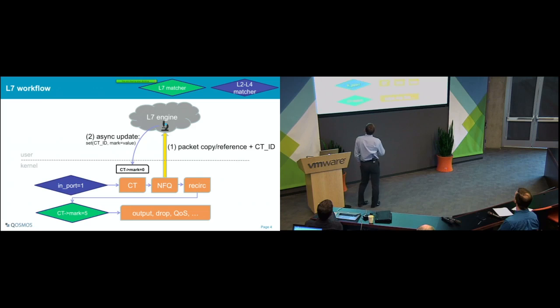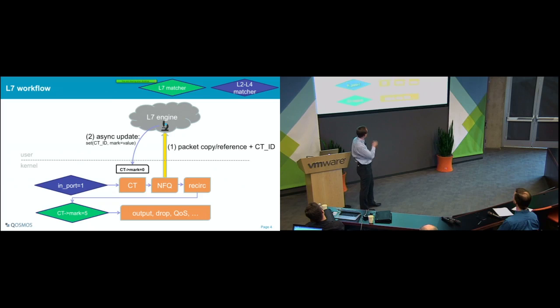The first thing to do is to have an L2 matcher protecting the conntrack action and the NFQ action you have seen before. The idea is to attach a conntrack to the packet, and then the packet is mapped with the corresponding conntrack ID and sent to the L7 engine. The L7 engine has a conntrack ID and does the analysis, and when the analysis is done, it puts the result back asynchronously and saves it in the conntrack mark. This corresponds to the conn mark matcher, CT mark here.